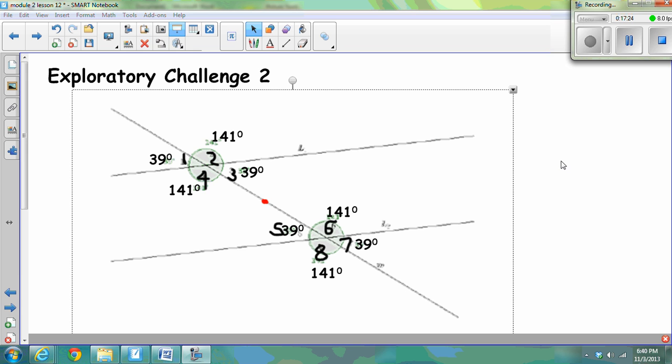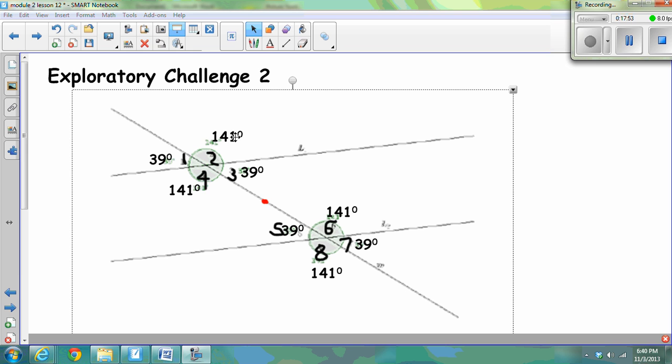Well, 1 and 7 are not corresponding because they're not on the same side of the transversal, so they can't be corresponding angles. Are angles 1 and 7 alternate interior angles? No, because they're not on the inside of lines L1 and L2. Well, what kind of angles are angles 1 and 7? You should know they're alternate exterior angles because they're on opposite sides of the transversal and above L1 and below L2. What's the other pair of alternate exterior angles between angles 1 and 7?